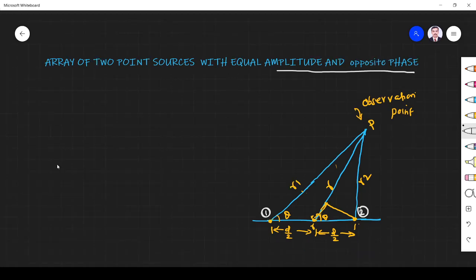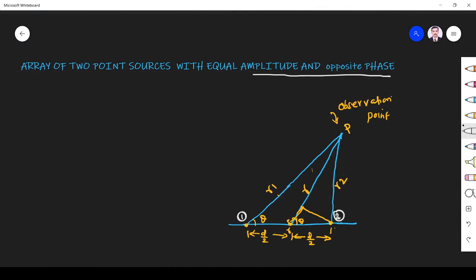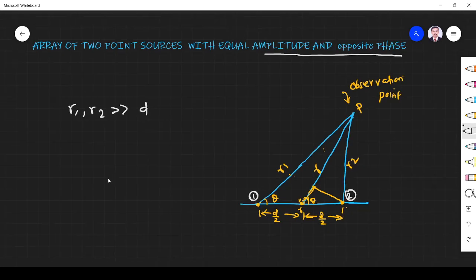Okay, so here we have 2 point sources. Point source 1 is here, point source 2 is here, which is nothing but antenna. And we have to observe the radiation at this point P, which is far away. The distances R1 and R2 between the point sources and the observation point are far greater than the distance D between the two antennas. That is very important. That's why 1 and 2 become point sources. Okay, now we go for the analysis.